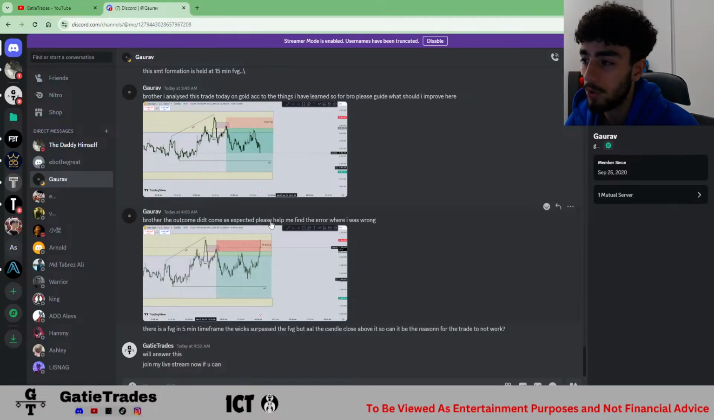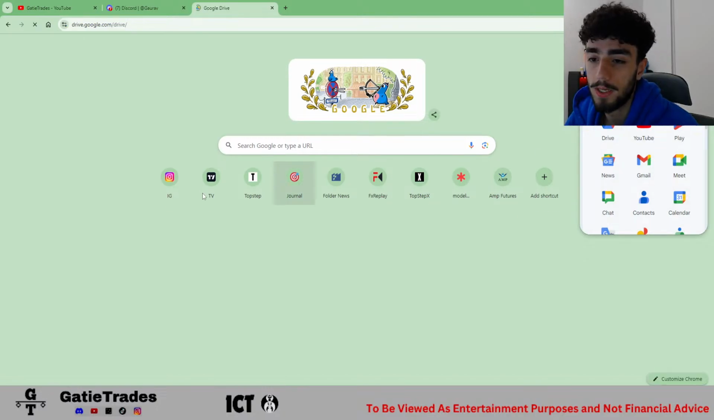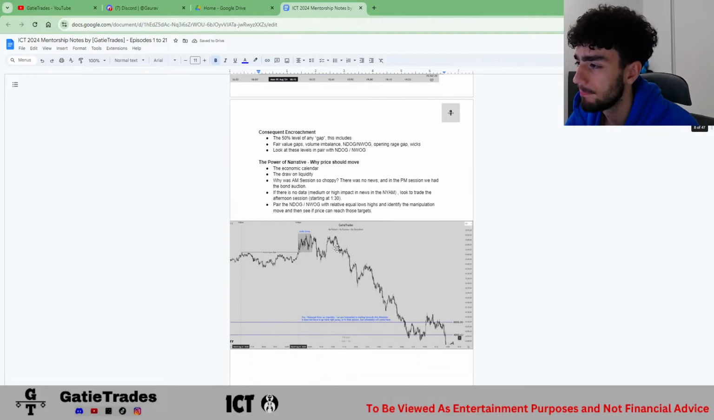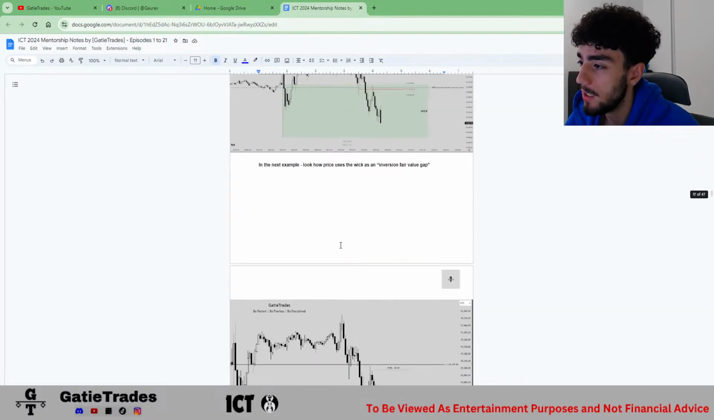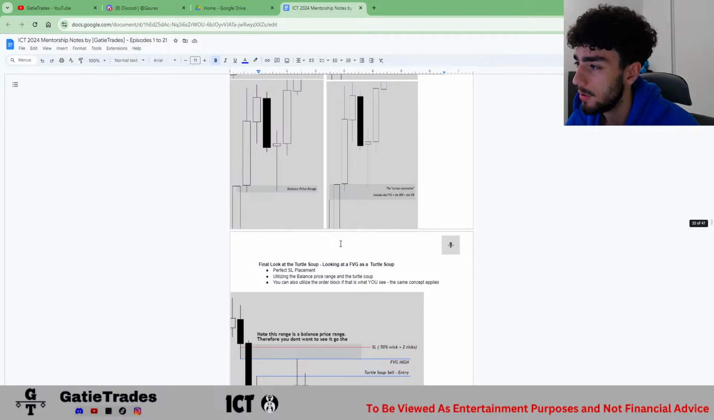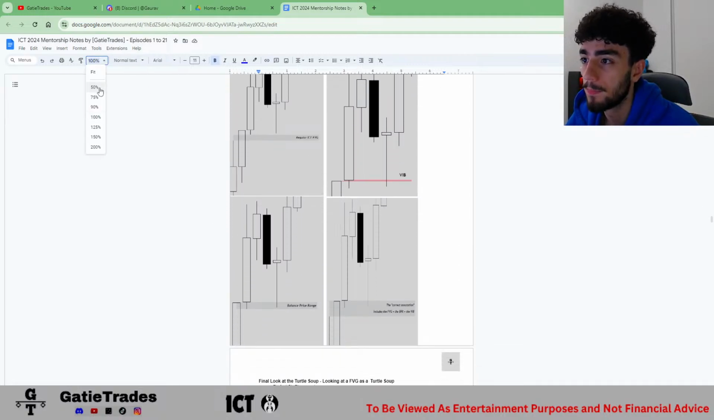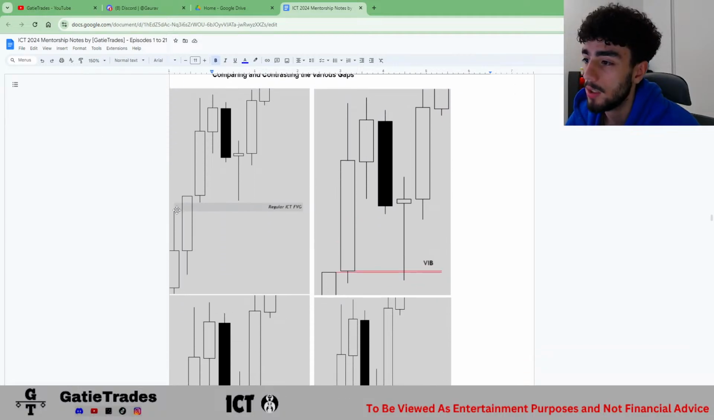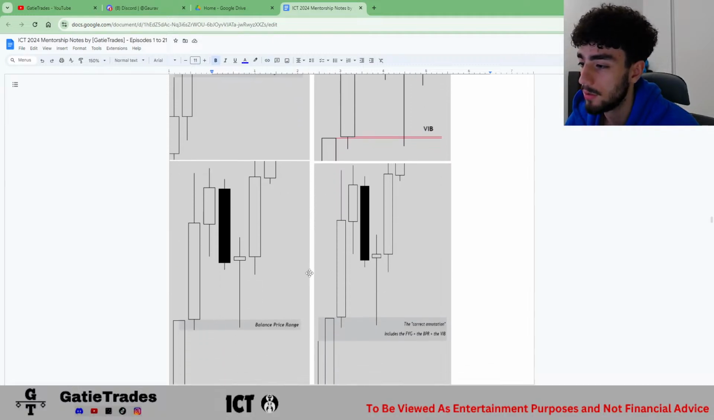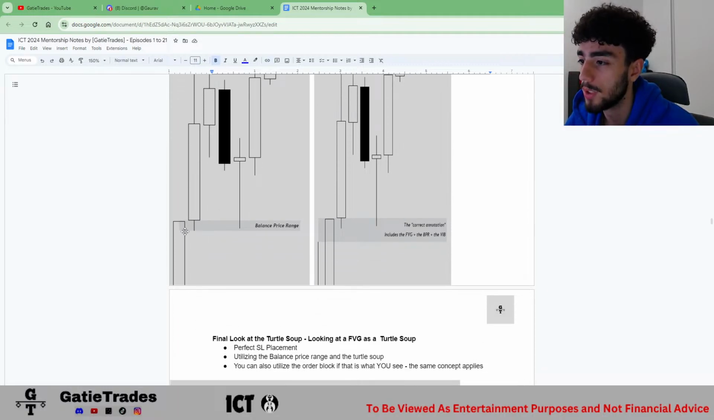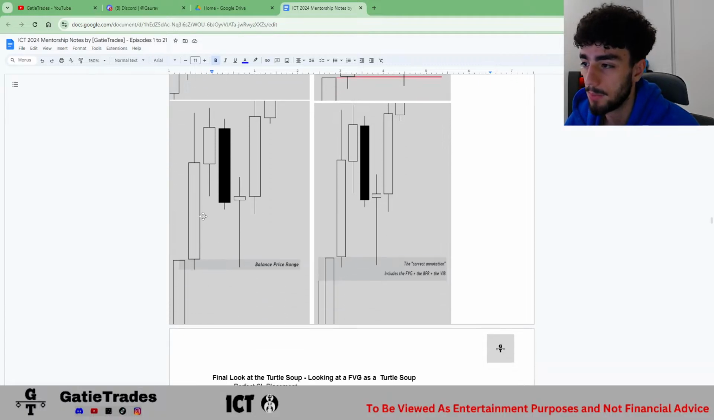So if you look at my 2024 notes, which I'll open up right now, I actually have a section on that. So let me show you. So look at this. People are not marking their things right. When you watch my notes, go to like 150 zoom. This is a regular fair value gap, correct? We can all see that. That's a volume imbalance right there. So see how this is the balanced price range? This is not balanced. Well, actually it is. The correct annotation. Oh, we're talking about the fair value gap here. That's why. We're not talking about this fair value gap.